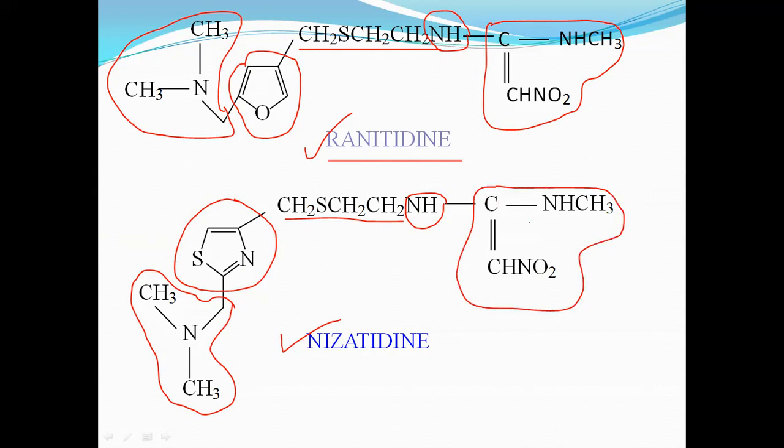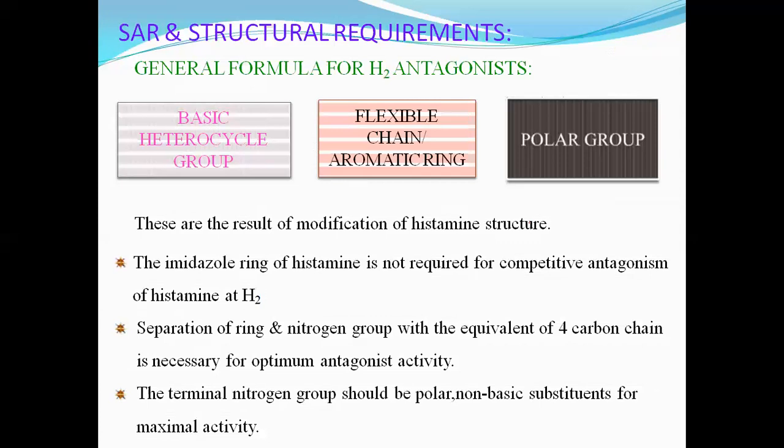These are the prototypical examples following cimetidine: ranitidine, famotidine, and nizatidine. Now the SAR points of H2 antagonists and structural requirements. The general formula for H2 antagonists has a basic heterocyclic group. The imidazole is the basic one, replaced by thiazole or furan depending on the isosteric replacement of this ring. This basic ring should be present in the structure. A flexible chain should be present along with some aromatic rings if possible, and a polar group present in the structures.